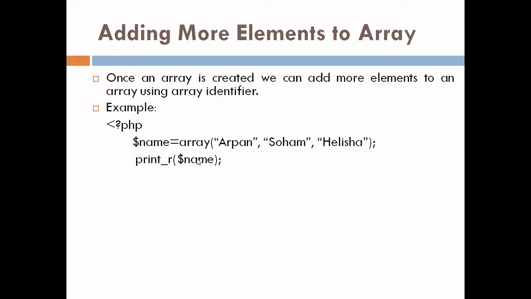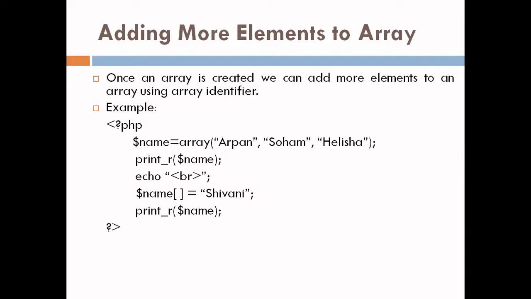Now after it, if I want to add some more elements, that is possible in PHP. $name[] = "Shivani". So Shivani will be my new element in the existing array, and it will be stored at index number 3. Now print_r($name). It will display the array elements.